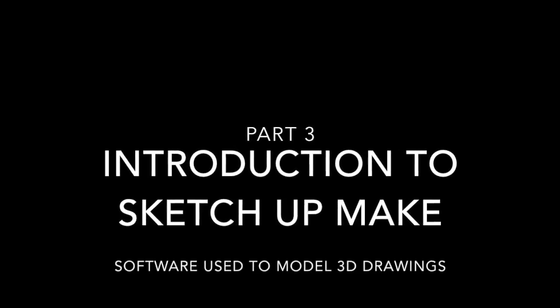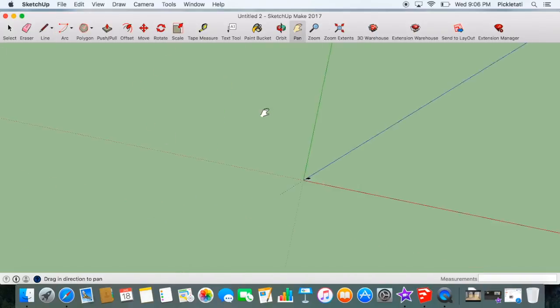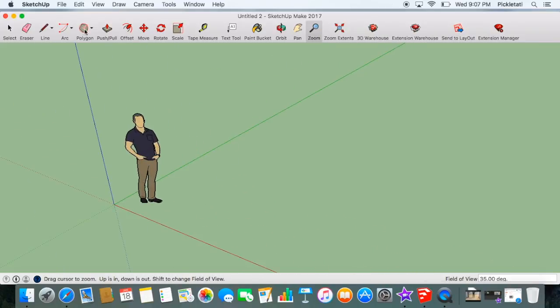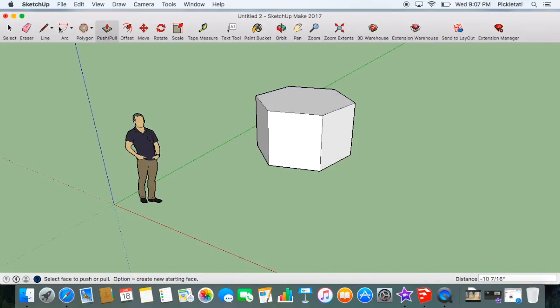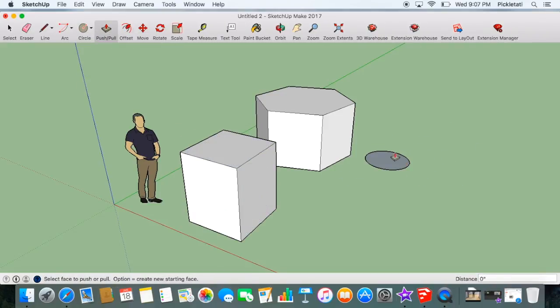Part 3 is introduction to SketchUp Make, which is a software used to model 3D drawings. As you can see right now on the screen, I will be constructing some simple 3D models, basically like a rectangular prism, a triangular prism, maybe a sphere as well, a hexagonal prism, which are just some of the basic shapes that you can construct, and you can also make them 3D, as you can see right there.